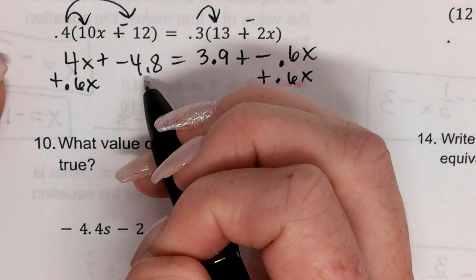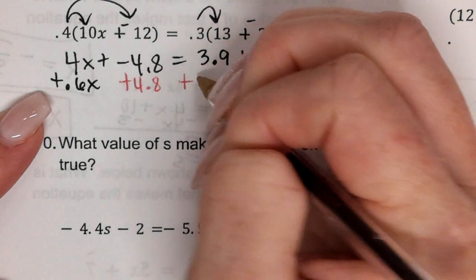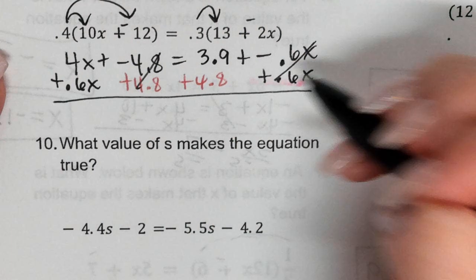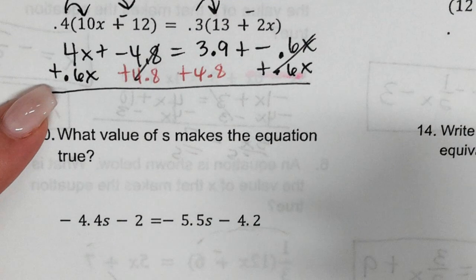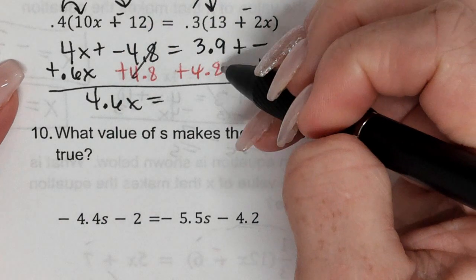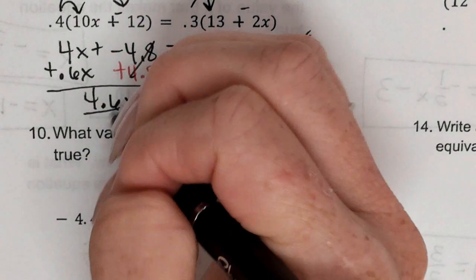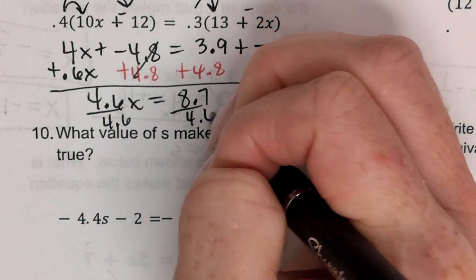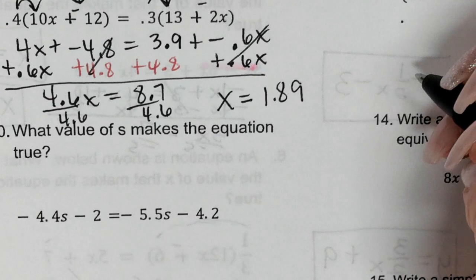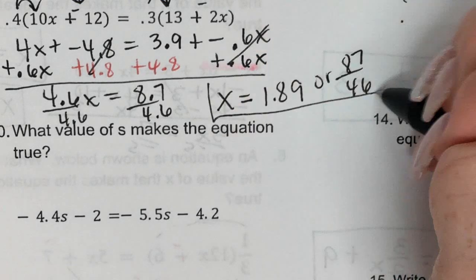I get all the x's to the left, so I add 0.6x. Can I go ahead and move this too? Is that bothering y'all? I'm just running out of room, so I'm trying to do it all in one step. This cancels out. This cancels out. I'm left with 4.6x equals 3.9 plus 4.8, which is 8.7. And then I divide by 4.6, and I get x equals 1.89, and that is rounded, or 87 over 46. That's an ugly answer, but it is what it is.